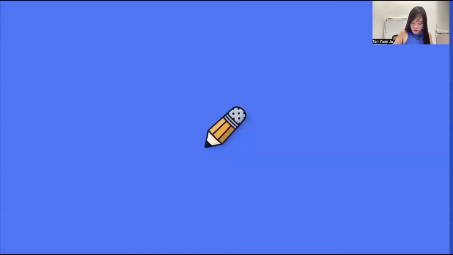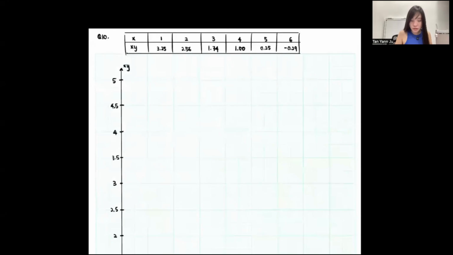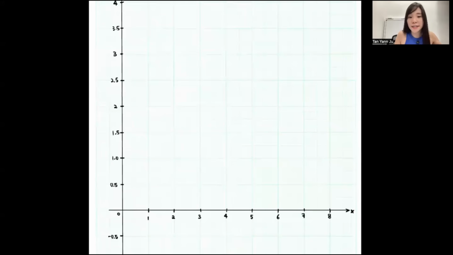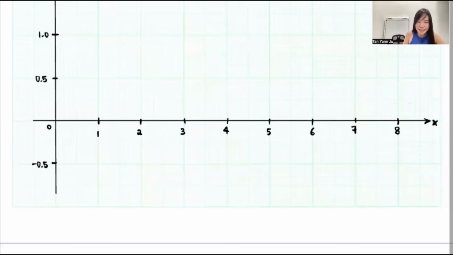Wait, on the screen, maybe you guys cannot see, but on my screen I see a blank. Okay, good. So my dear, how do we draw it out? First things first, let me teach you guys how to count.